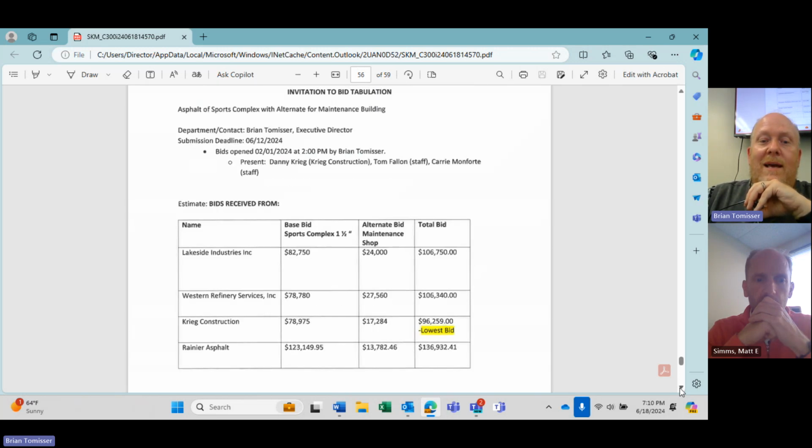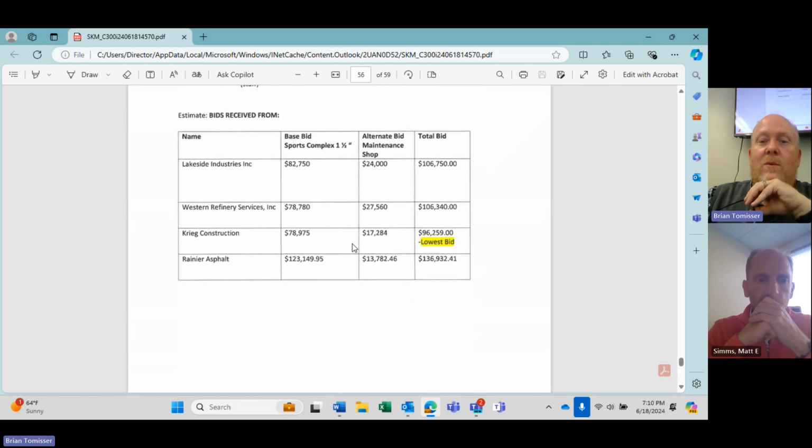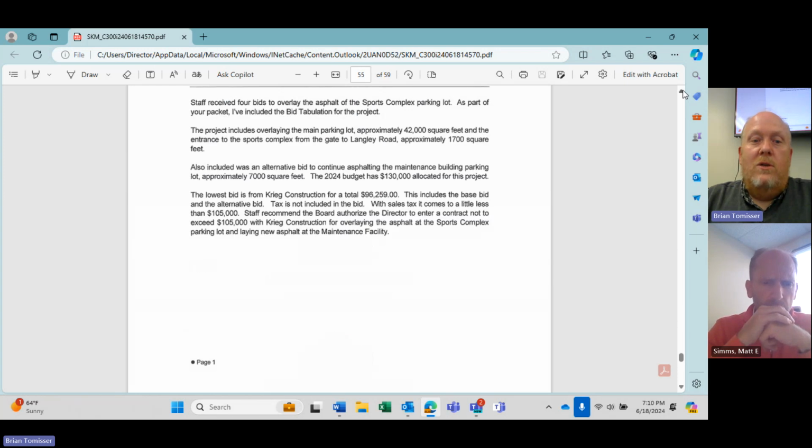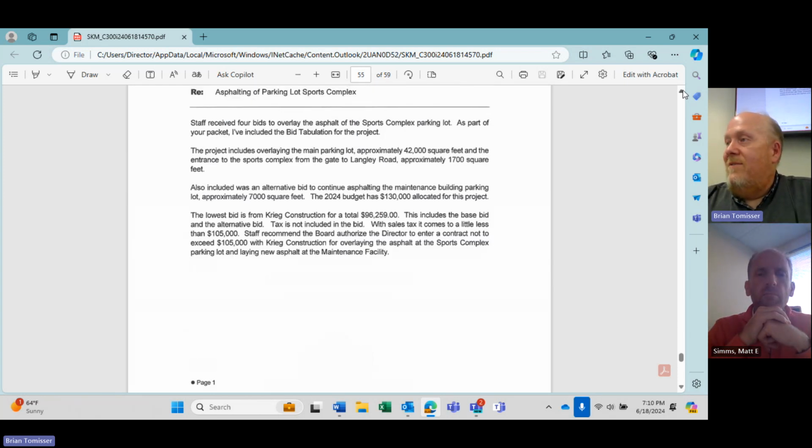So I'll show you the bid tabs, which are the 4 bids that we received. You'll see where Craig was the lowest by a good portion. All 4 were good bids. So anyways, the motion I'm looking for is just permission to enter into a contract up to $105,000, not to exceed $105,000, I think is the best way to put it, with Craig Construction for the overlay in the sports complex parking lot and laying new asphalt at the maintenance facility. Any questions?